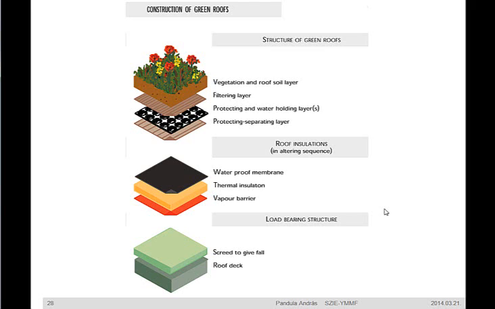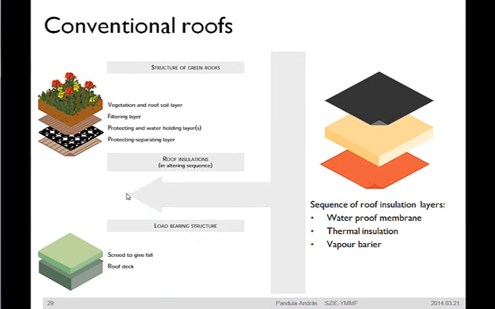The layer sequences differ from each other in the sequence of the different roof insulation layers. In case of conventional roof systems, the sequence of the roof insulation layers is the following: vapor barrier, thermal insulation, and waterproof membrane, as we are going from inside to outside.